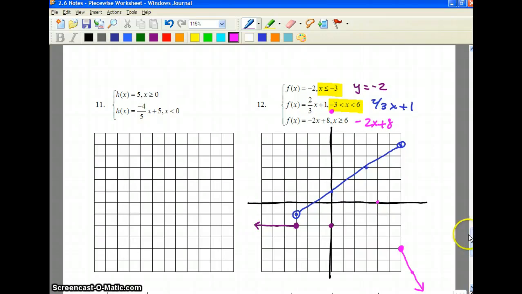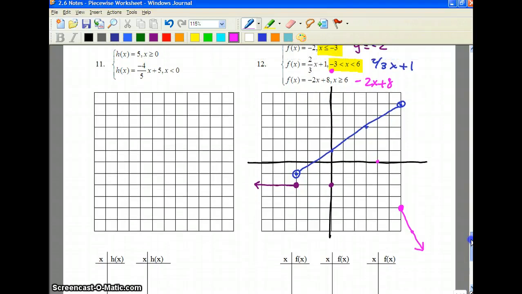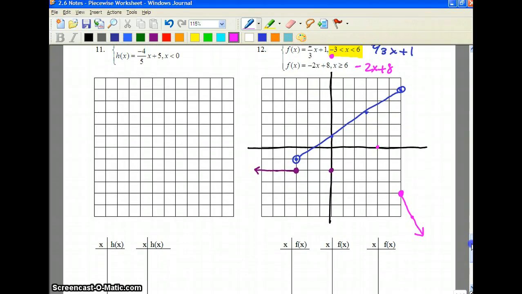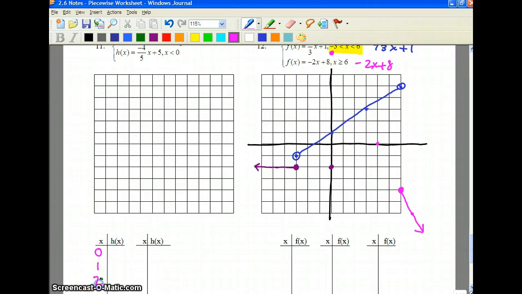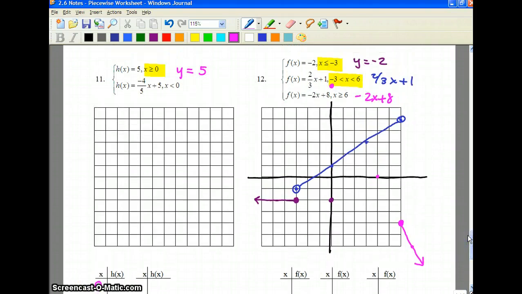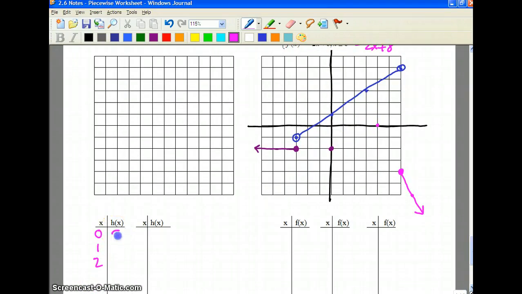Now some people will do it with these charts, okay? So you can do it with the charts this way if you want to. You look at this, it says x is greater than 0. So y equals 5 when x is greater than 0. So pick some numbers that are bigger than 0. So we're going to pick 0 because it's equal to. Then we're going to pick 1. Then we're going to pick 2. What's y always? 5. So you just pick a few and then you put 5s in here.